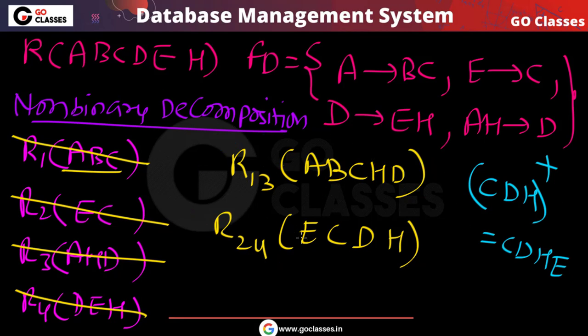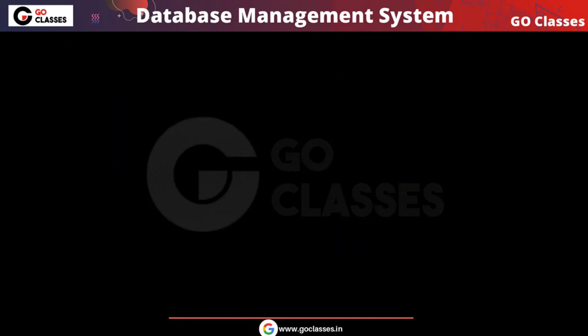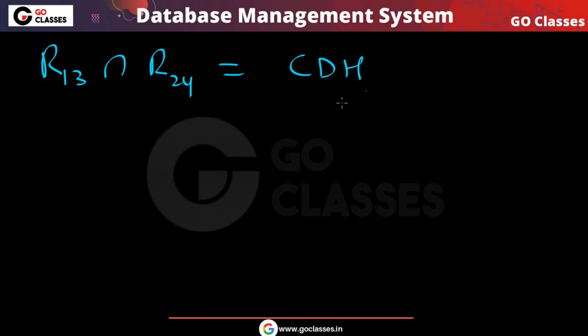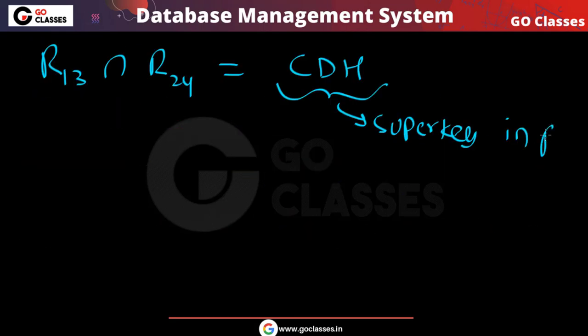So here, this is the common set of attributes, and this is a super key in R24. R13 intersection R24, that is CDH, and this is a super key in R24.